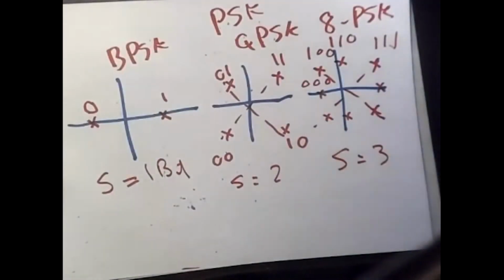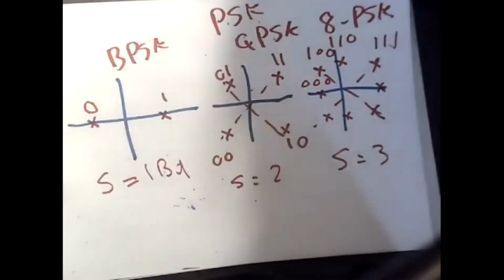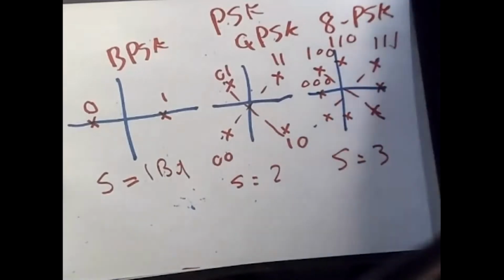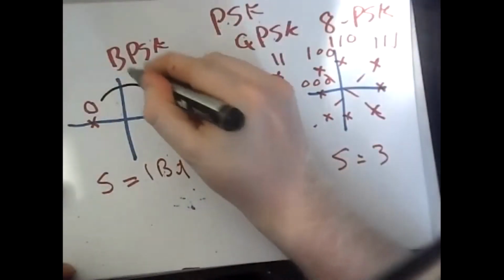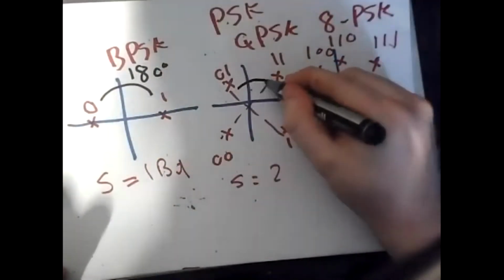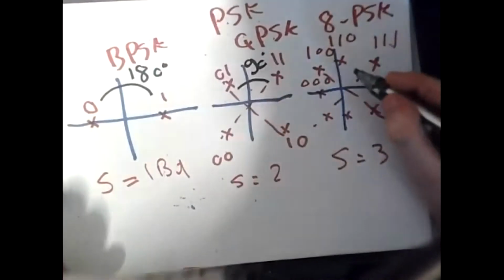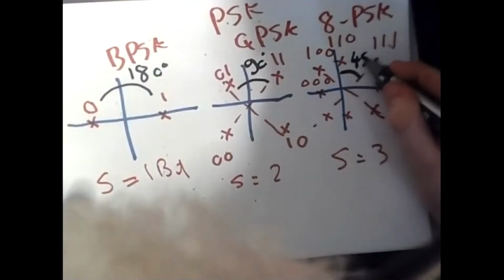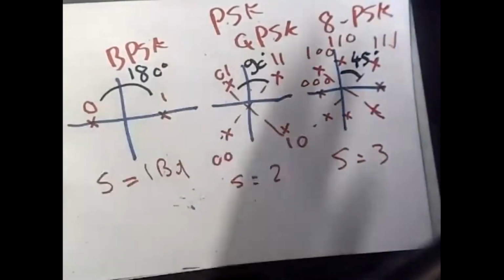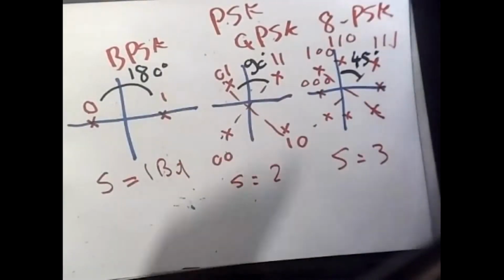Okay, so let me use a third color here. The angle between each successive symbols or states is around 180 degrees, while here the angle is 90 degrees, while here the angle is 45 degrees. Okay, so where's the problem with having a narrower angle? Simply, it's a noise immunity problem.